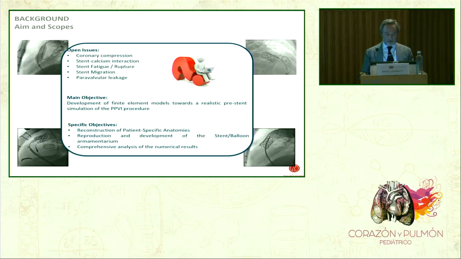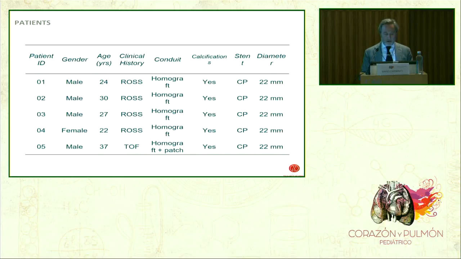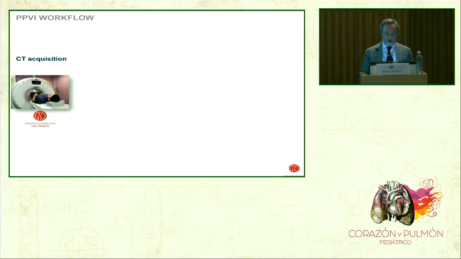So the main objective is to develop finite element models towards a realistic pre-stent simulation before pulmonary valve implantation. The specific objective is to reconstruct the patient-specific anatomy before bringing the patient to the cath lab. This is our first experience in 5 patients with Ross and tetralogy for pulmonary valve implantation.